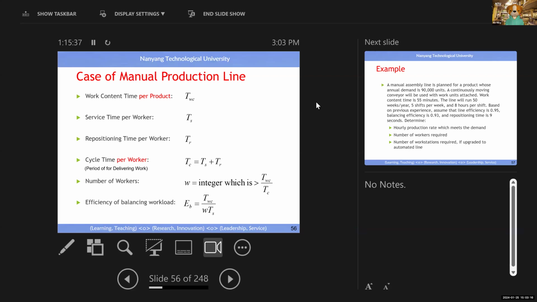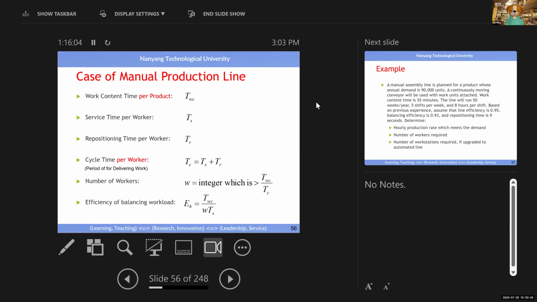Then the cycle time per worker is this one, because the worker will take service time this amount, repositioning time this amount, added together is the cycle time, right? So this is a fixed cycle time. Then the number of workers deployed. Then this guy you have this. Then you have this, the number of workers to hire, etc.